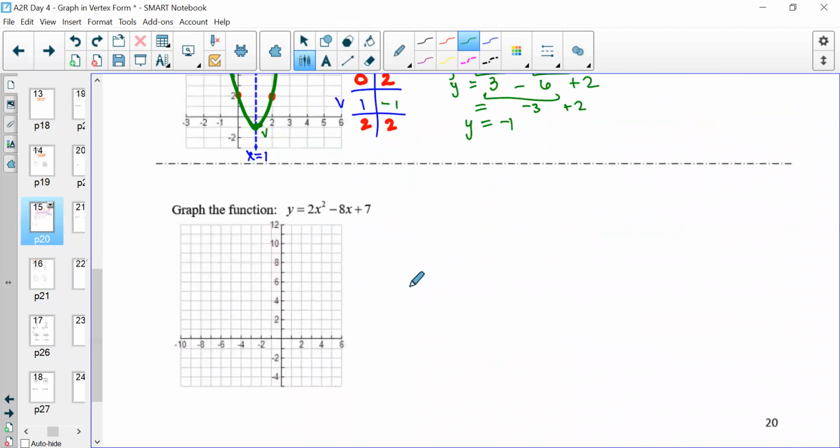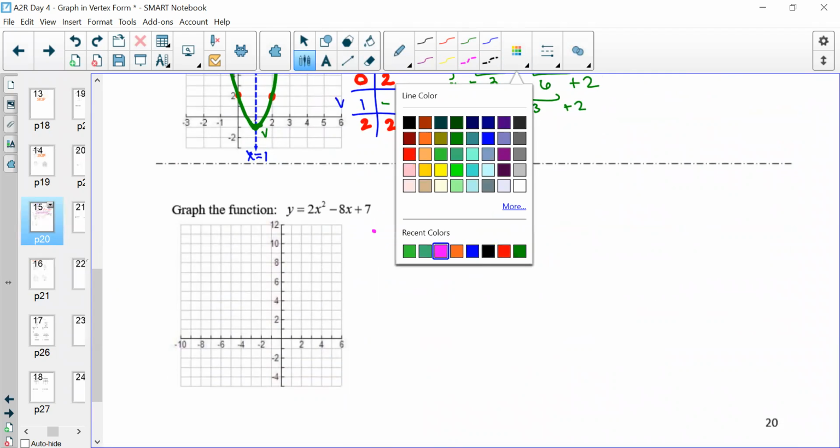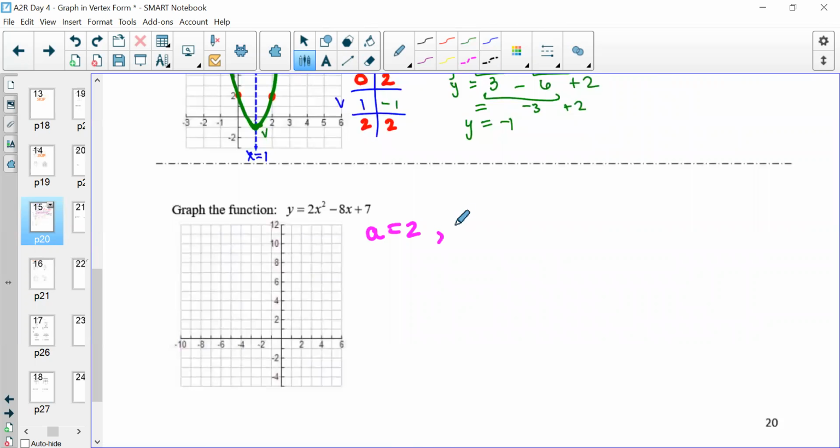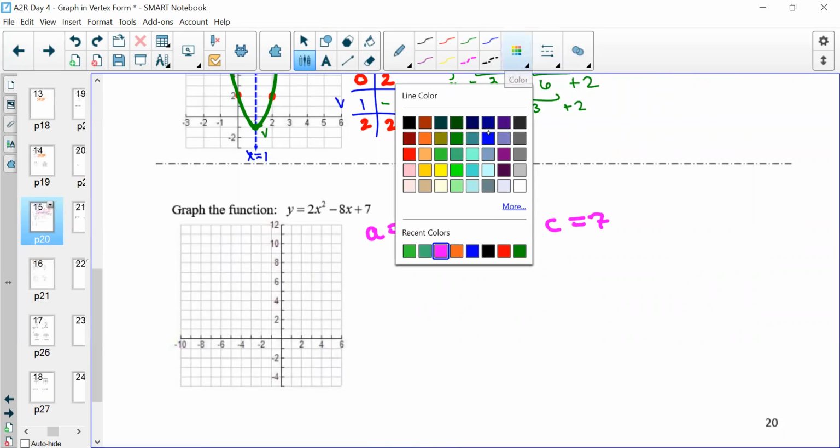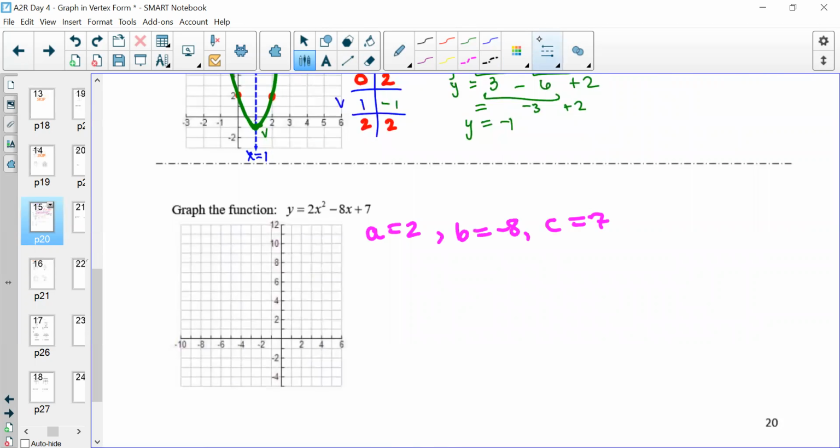So once again, I'm going to find the A and the B and the C value first. So say that A is 2, B is -8, and C is 7. And then I want to do the axis of symmetry. I want to find that. So the axis of symmetry, we're going to use X equals opposite of B over 2A. So the opposite of -8 is +8. And then 2 times 2. So 8 divided by 4, so that's 2.